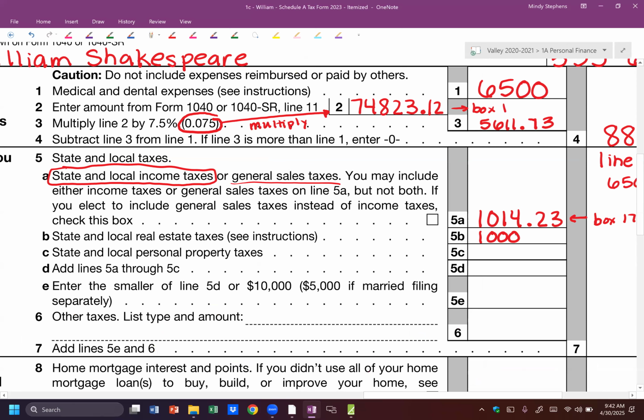So 5C says state and local personal property tax. Do we see on the list, look at there, is there any personal property tax? Prince, put your phone away. So there's none there, so we're going to put 0.